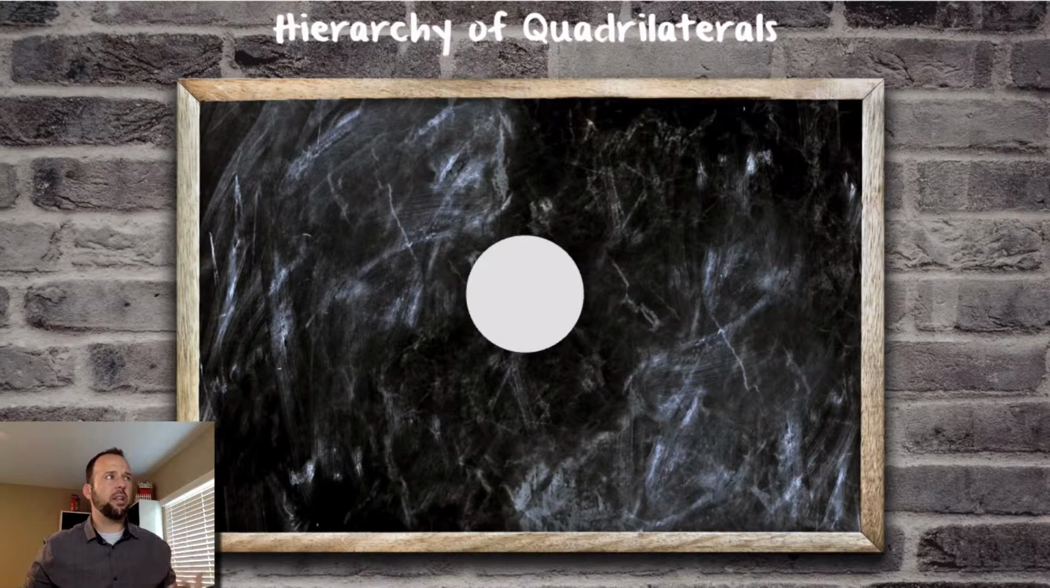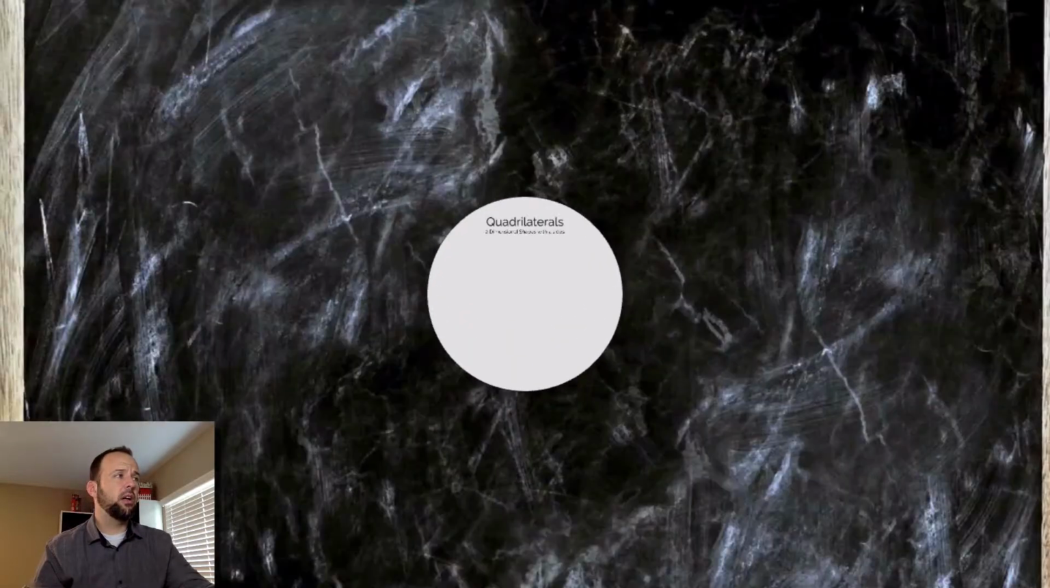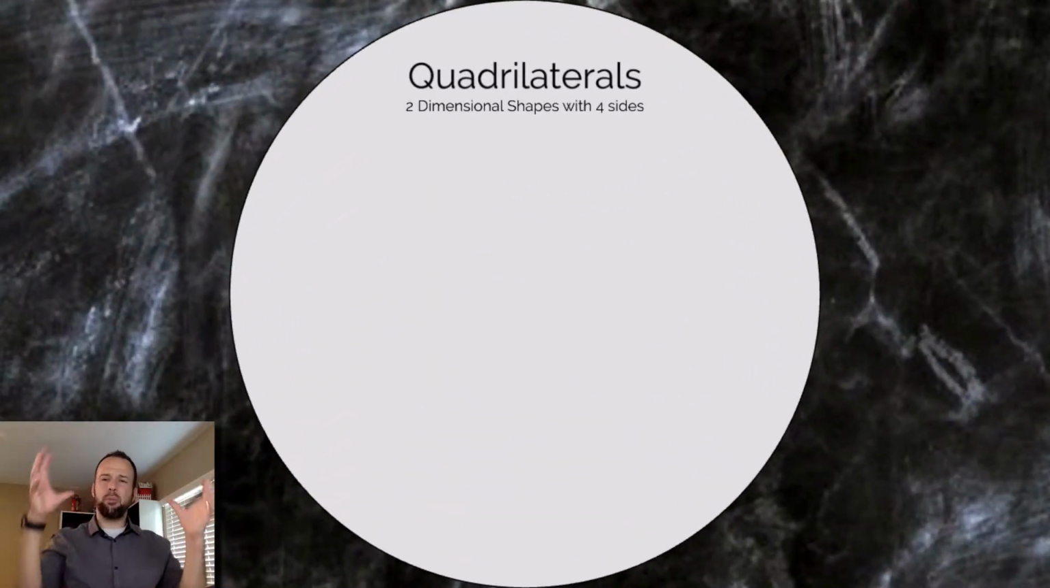So we're going to take a look at the hierarchy of quadrilaterals because, yes, even these two-dimensional shapes that we've been looking at have a hierarchy as well. So if we start off here with quadrilaterals, that's our big encompassing category, okay? As long as it's a two-dimensional shape, that means a flat shape that has four sides, right?